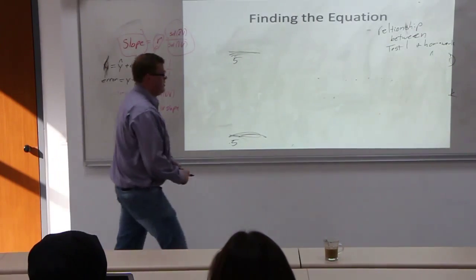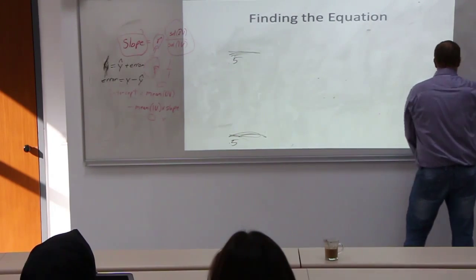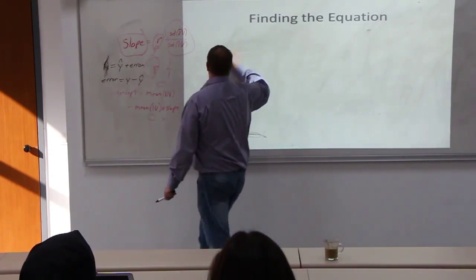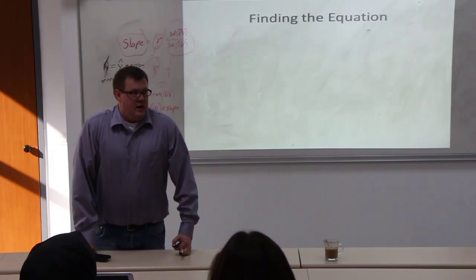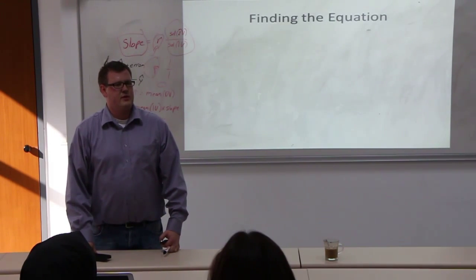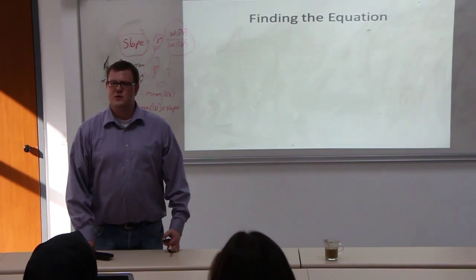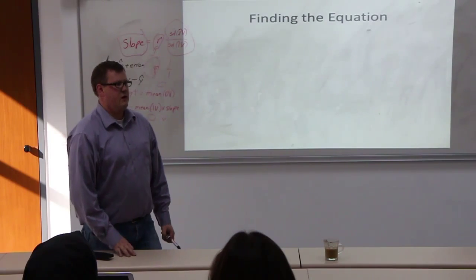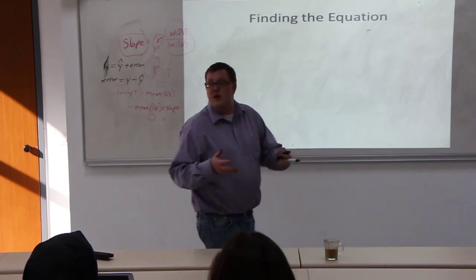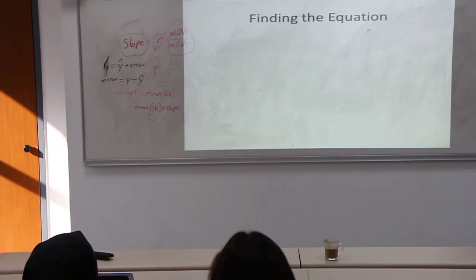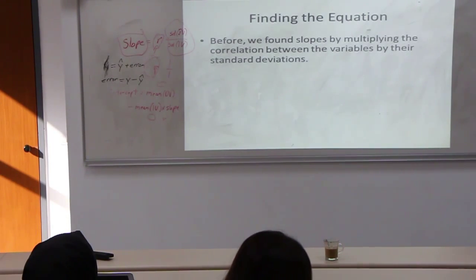Okay, so now we've done all of this. For what? Well, so we can figure out what the best equation is. The best equation. The linear equation. The estimated y equals some slope times some independent variable plus another slope times the other independent variable plus whatever other slopes and independent variables we have plus some intercept. Right? So we found the slopes by multiplying the correlation between the variables by their standard deviations.